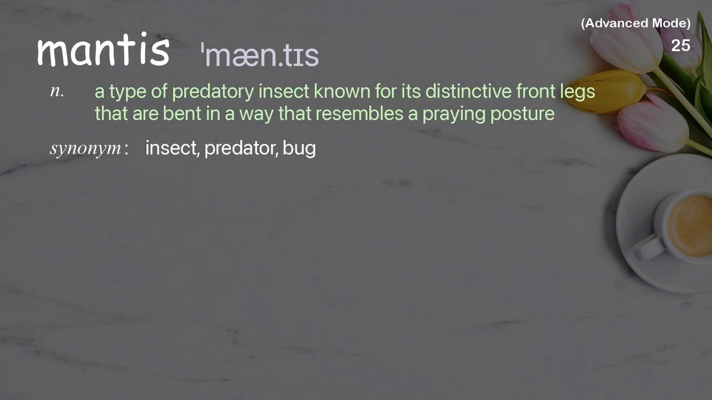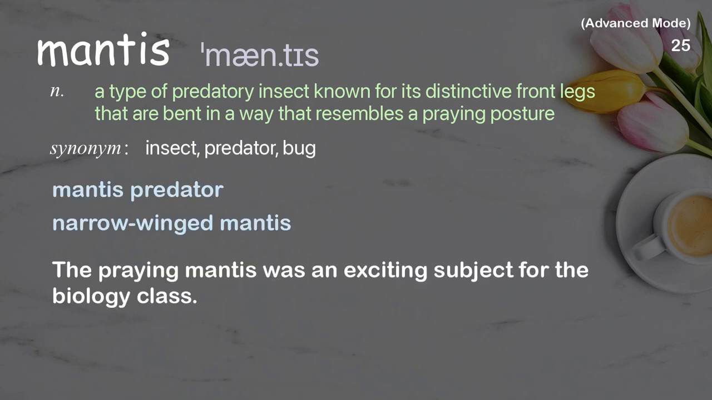Mantis. A type of predatory insect known for its distinctive front legs that are bent in a way that resembles a praying posture. Examples: mantis predator, narrow-winged mantis. The praying mantis was an exciting subject for the biology class.